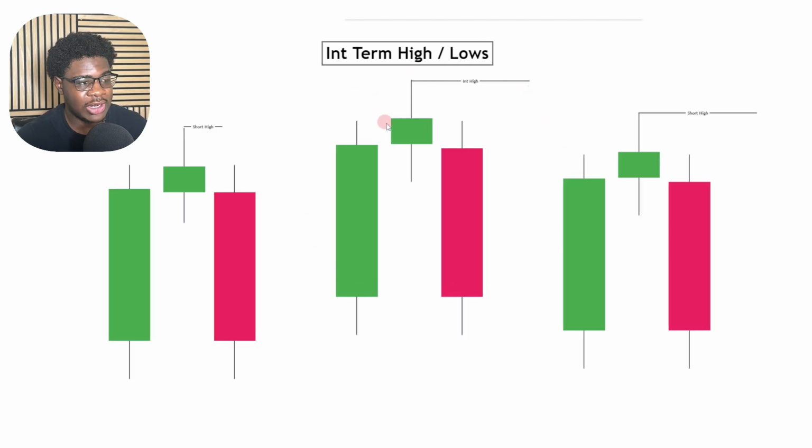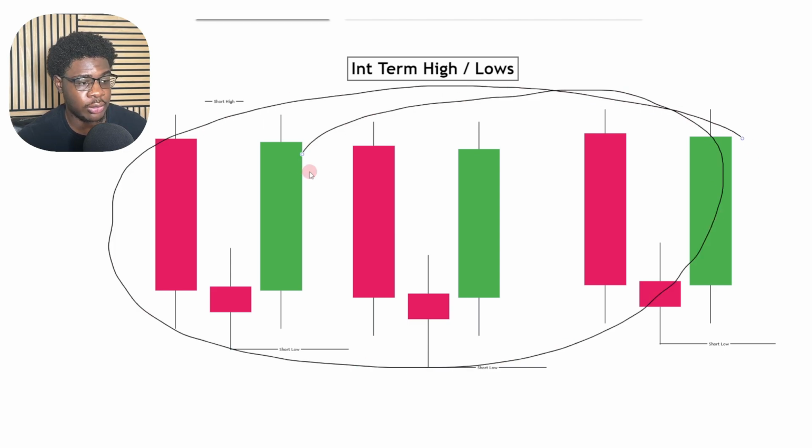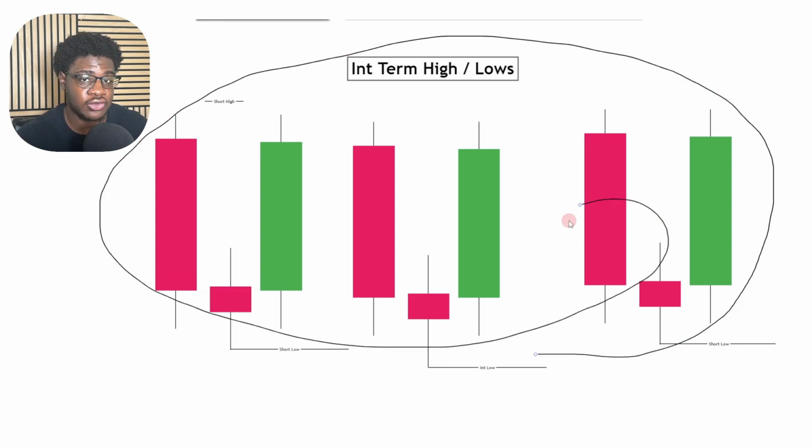Intermediate-term high is when we have a short-term high that's above the short-term high to its left, as well as the short-term high to its right. It's the same concept for an intermediate-term low. It's when we have a short-term low to its right and a short-term low to its left. This is the basic general gist of market structure.